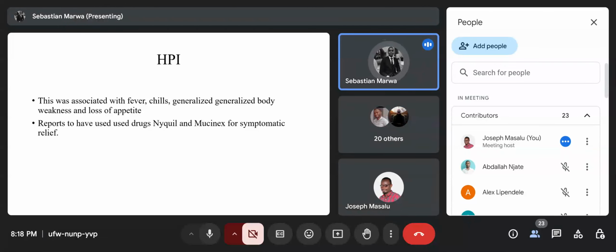So this was also associated with fever, chills, generalized body weakness, and loss of appetite. The patient reports to have used some over-the-counter medications, which were named NyQuil together with Mucinex for symptomatic relief.